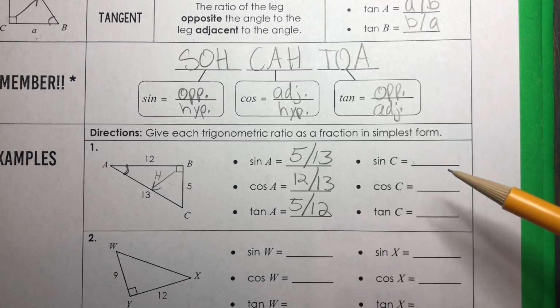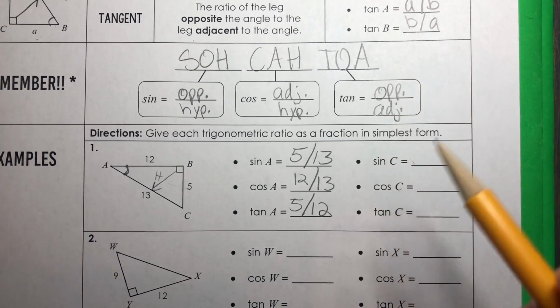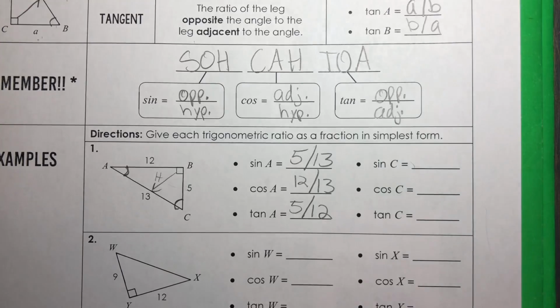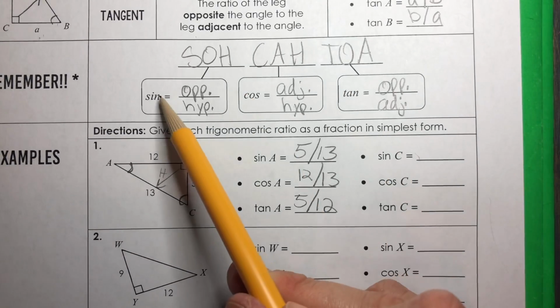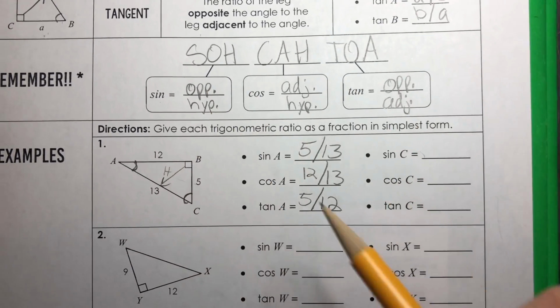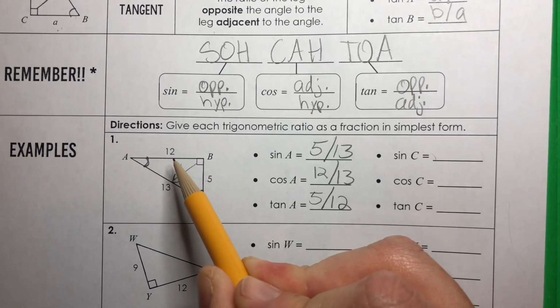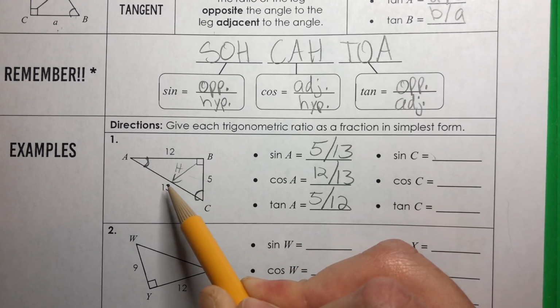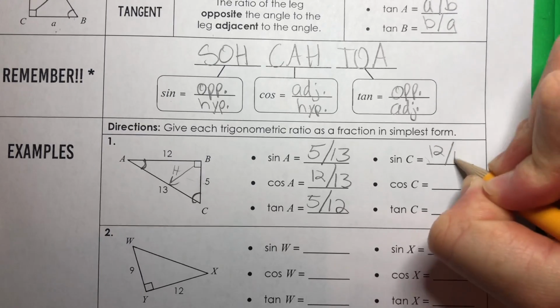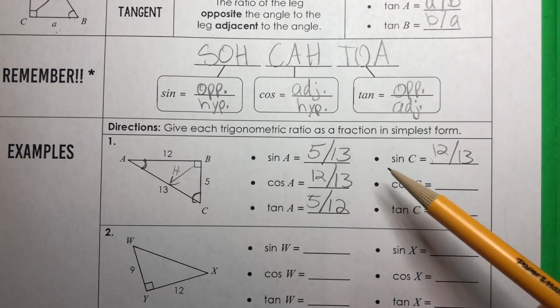Let's do our ratios for angle C. All right, here's angle C. So here's where we're referencing now. The sine is going to be the opposite leg over the hypotenuse. Well, what's opposite of angle C? Now we're looking over here. So that's 12 over 13. Hypotenuse is still 13 since we're working with the same picture.